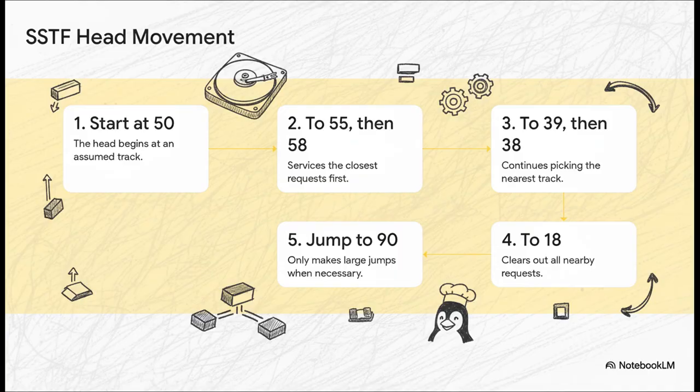We go to 55, then 58. Okay, from 58, what's closest? It's 39, then 38, then 18. See what's happening here? We're cleaning up all the requests in one neighborhood before we make any big jumps. The total head movement is just dramatically lower than that crazy FCFS zigzag. The result? A way faster system.